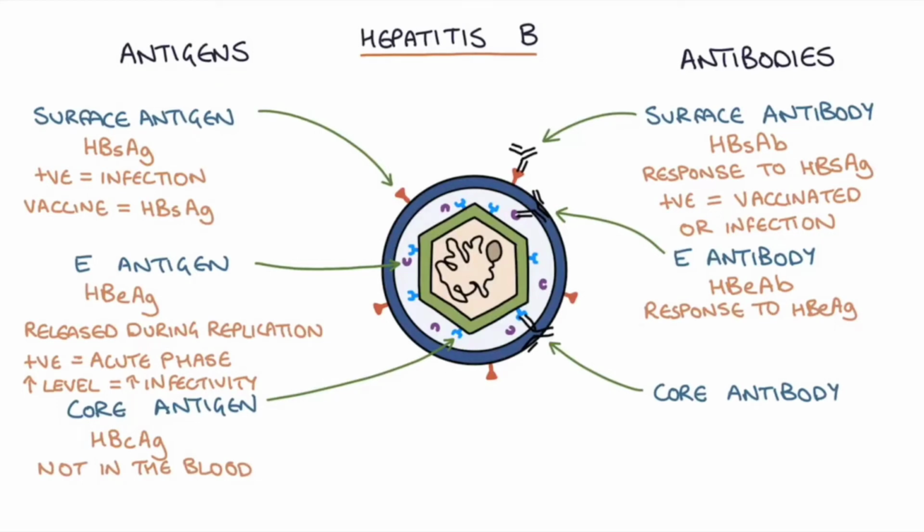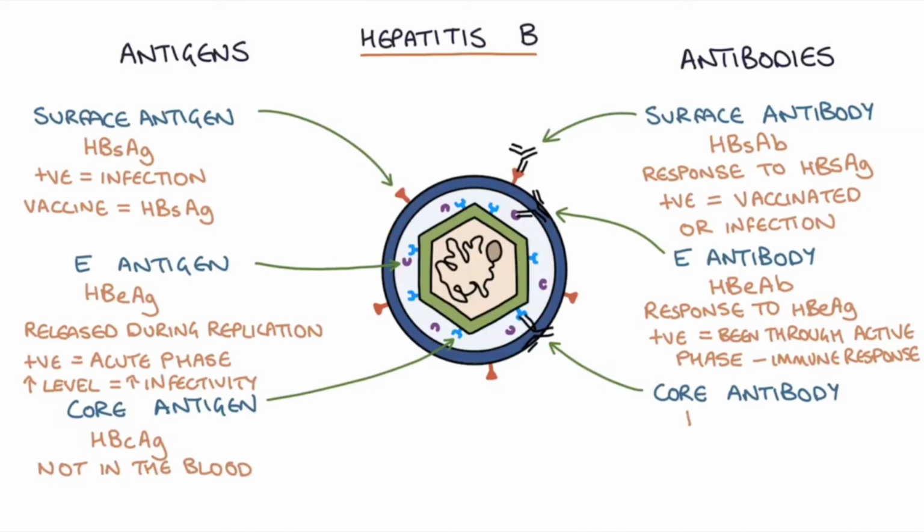When the hepatitis B E antigen is negative, but the hepatitis B E antibody is positive, this implies that they've been through a phase where the virus is replicating actively, but the virus has now stopped replicating and the patient is less infectious because there's been a good immune response to the virus.